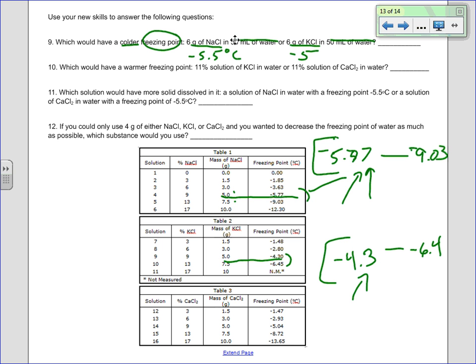Which would have a warmer freezing point? Now this is asking the opposite question. Now we're looking for a number that's less negative. We're looking for something warmer. We're still looking for a freezing point, and our two options are 11% KCl or 11% CaCl2.